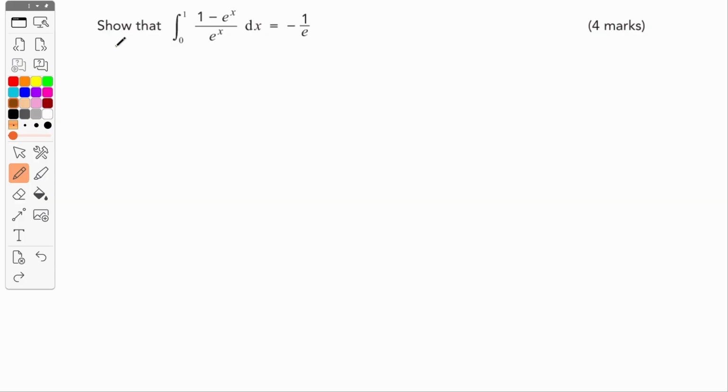Next question. You need to show that this left-hand side is equal to -1 over e. This is a definite integral, so let's start with the left-hand side. The integral from 0 to 1. Of course, this part here is an algebraic fraction with just one term in the denominator, so you can split it. You can write it as 1 over e to the x minus e to the x over e to the x, all in terms of x.